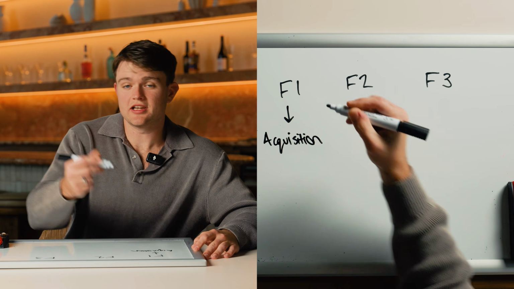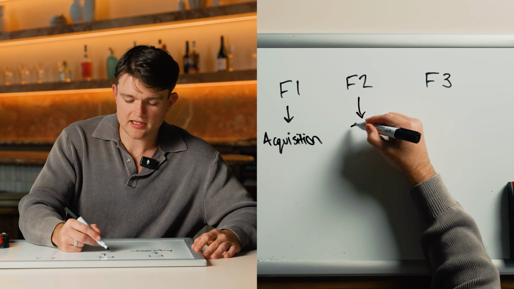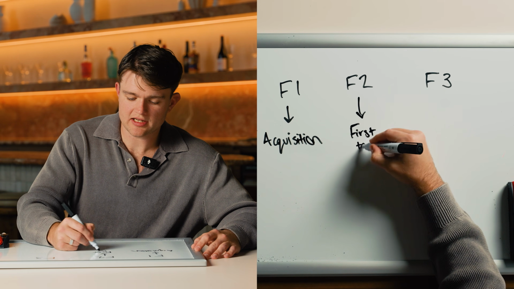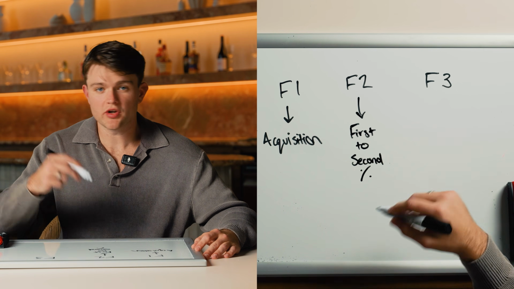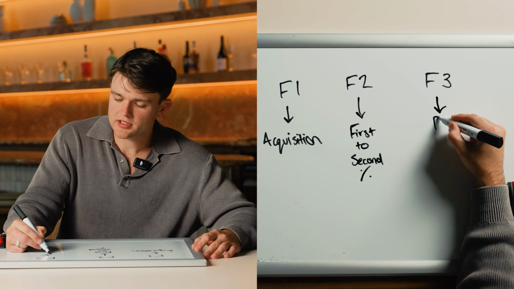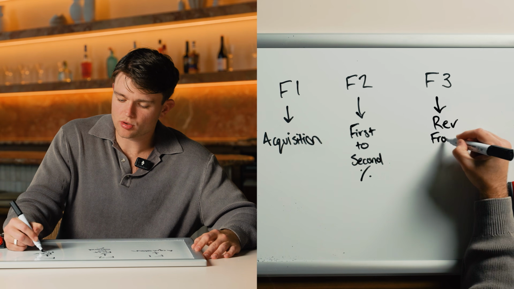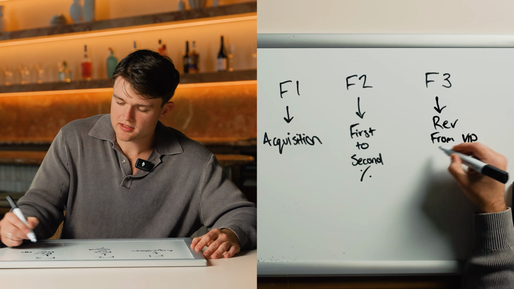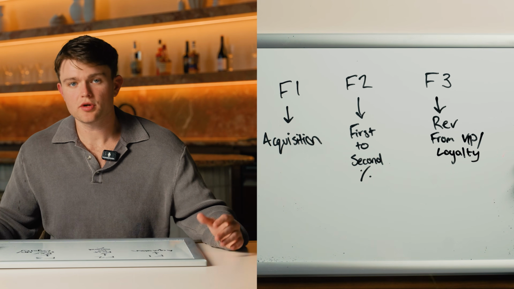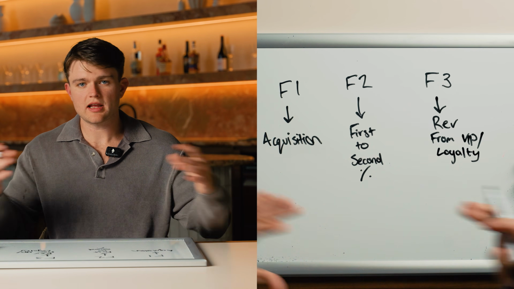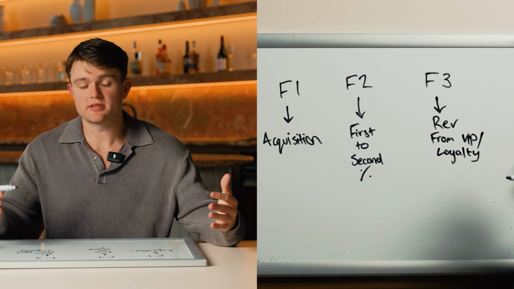Now, the first one is acquisition. Obviously, this is the first thing you need to do. You need to acquire the customer. The second one is first to second order conversion. So once you acquire a customer, how many of these are you converting into a second customer? And the last one is revenue from VIP or loyal customers. These are the 3 things we focus on, and whenever you're building an email flow, they'll roughly tie back to one of these goals, and every single flow should be tied back to a specific goal in general.